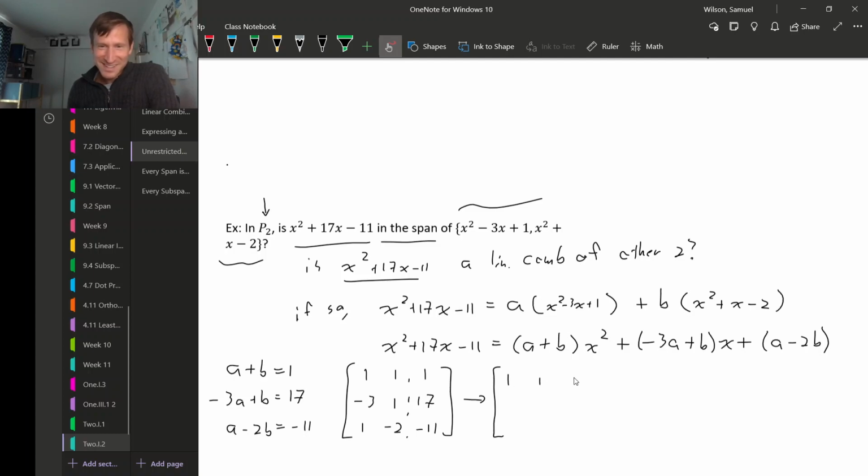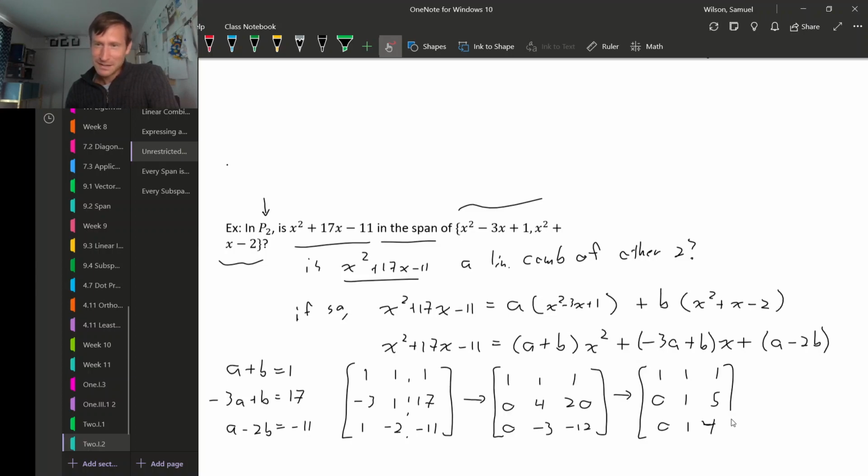So 1, 1, 1, and then second row plus 3 times first row, so 0, 4, 20, and then last row minus first row, 0, minus 3, minus 12. Okay, now we can maybe divide the second row by 4. So 0, 1, 5, and then 0. While we're at it, why don't we divide this row by minus 3? So that's going to make it 1 minus 4 plus 4.